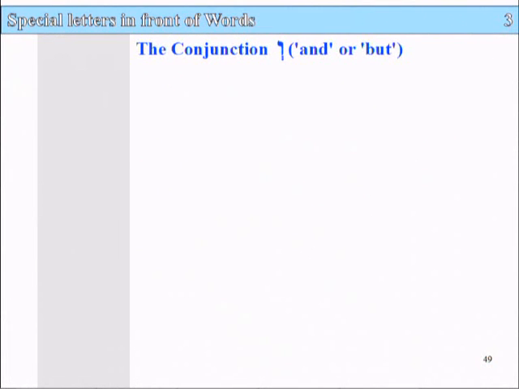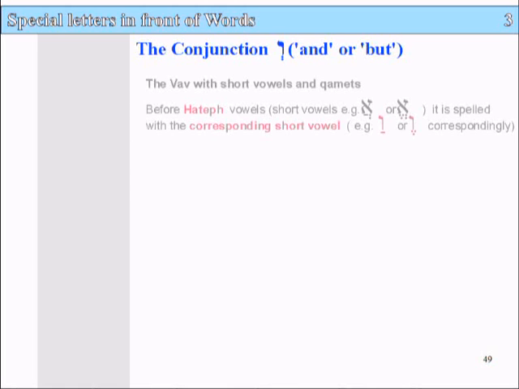Slide 49, Lesson 3, Special Letters in front of words. The conjunction vav continued. The vav with short vowels and kamets. Now, short vowels are called hatuf vowels. The hatuf, like this one, patach hatuf, and this one, segol hatuf.